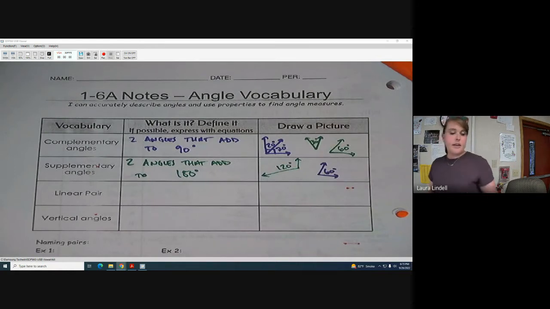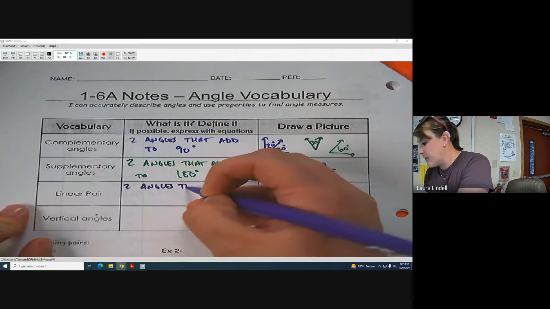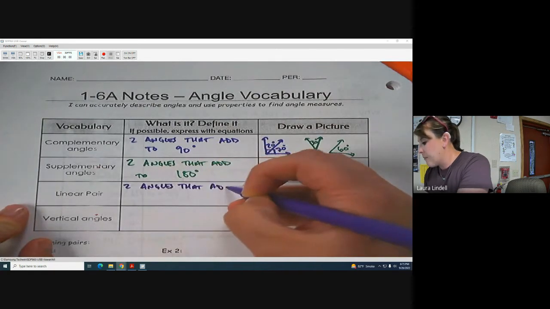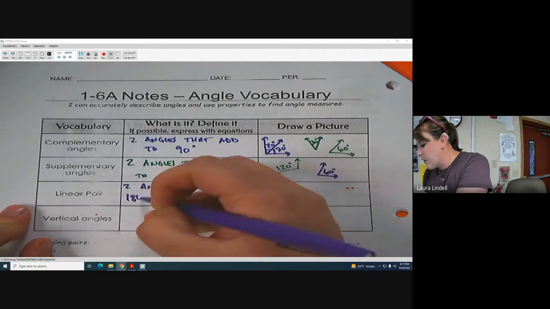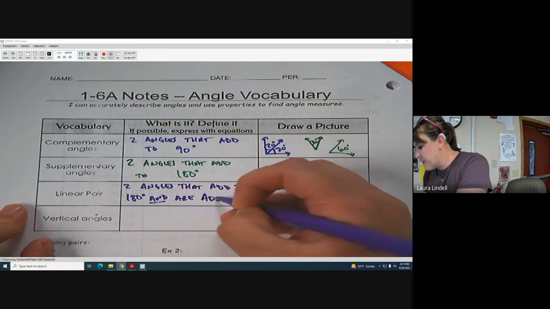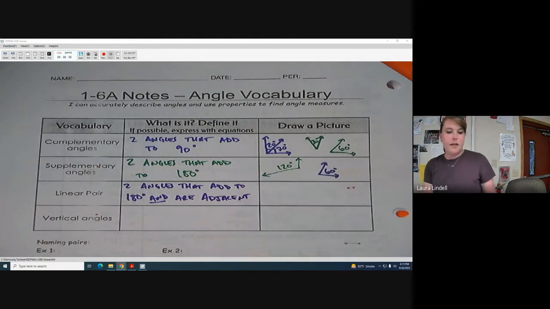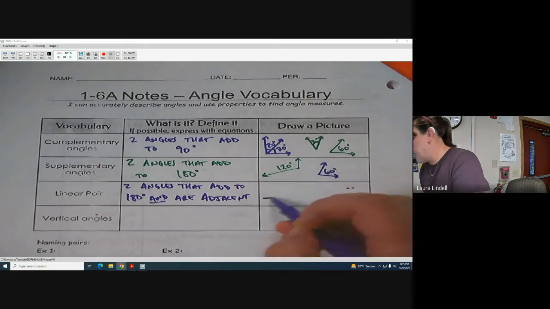Okay. The next one, linear pair, is very similar to supplementary. It's two angles that are supplementary and they're also adjacent. So two angles that still add to 180 and are adjacent. So if we don't remember what that word adjacent meant, that was just two angles that are sharing a ray. They're touching one another along one of the sides of the angles. They have a common side.